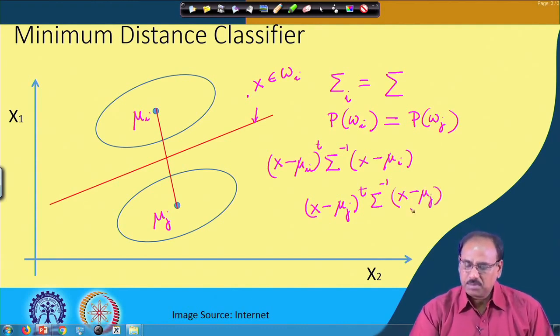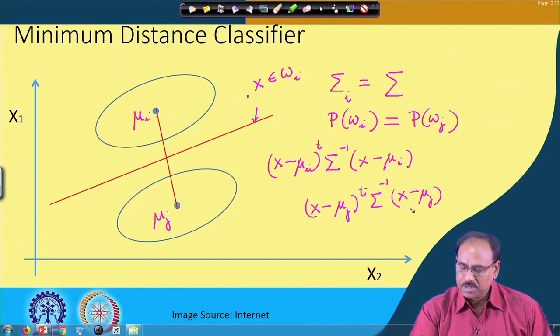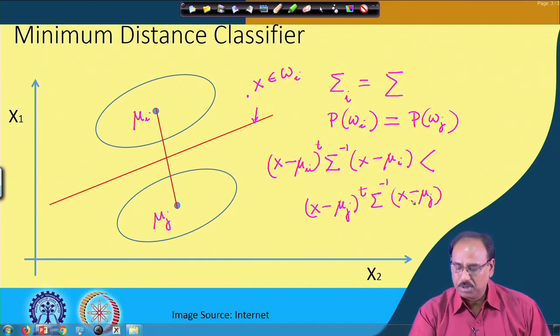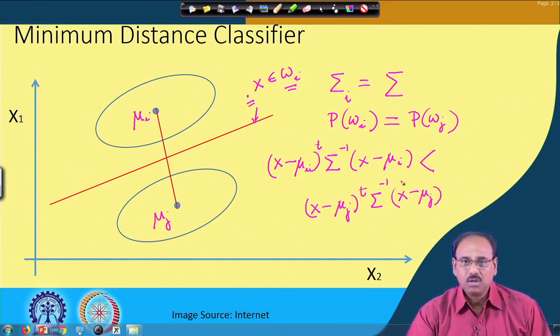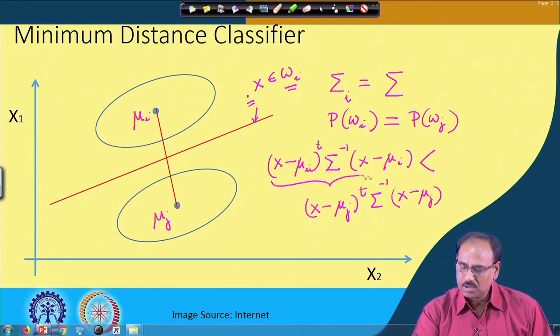So, if x minus mu I transpose sigma inverse x minus mu I is less than x minus mu j transpose sigma inverse x minus mu j, then the point x will be classified to class omega I. And you find that this is also a distance measure, but it is not Euclidean distance anymore, but this distance is what is known as Mahalanobis distance.